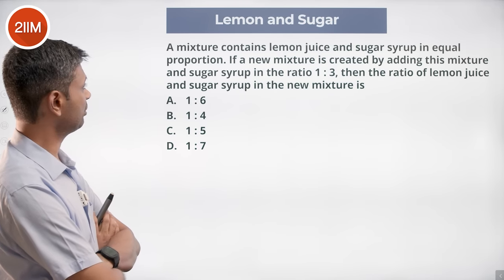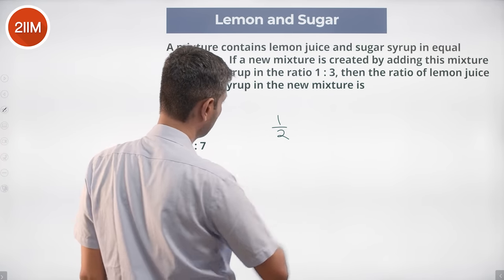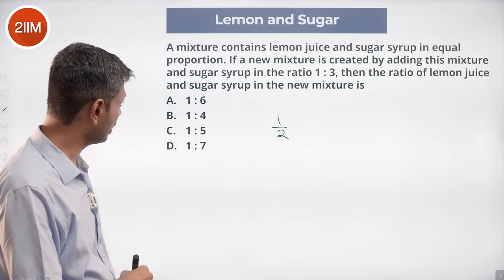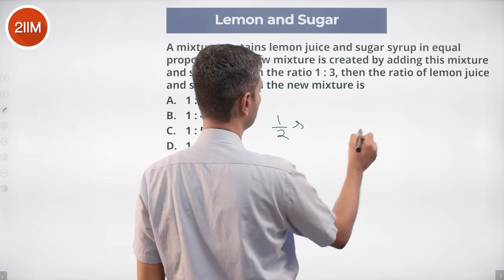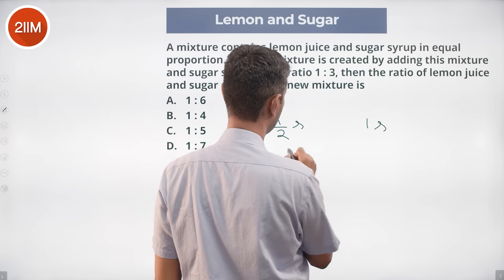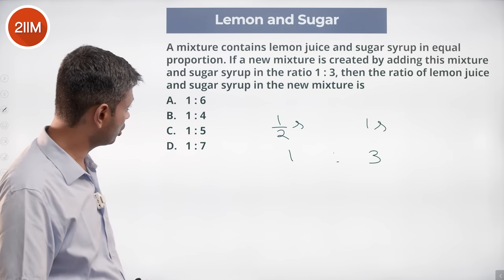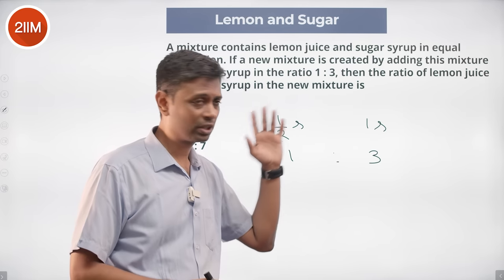A mixture contains lemon juice and sugar syrup in equal proportion. So 1 by 2 lemon juice or 1 by 2 sugar syrup. A new mixture is created by adding this mixture and sugar syrup in the ratio 1:3. So 1 by 2 sugar syrup mixed with 1 sugar syrup in the ratio 1:3. Find the ratio of lemon juice and sugar syrup in the new mixture. This is half sugar syrup to 1 sugar syrup.